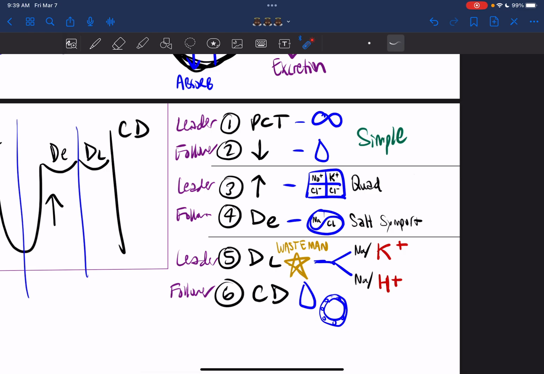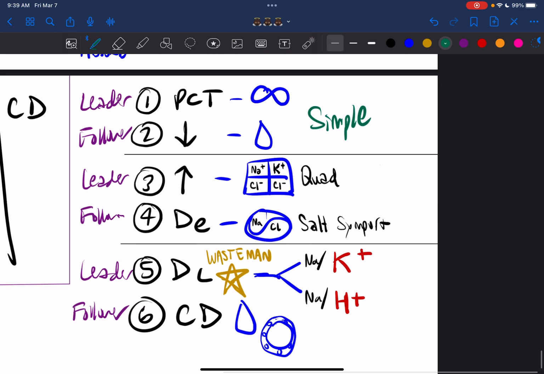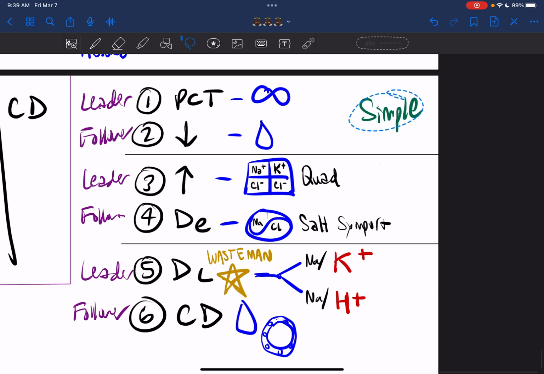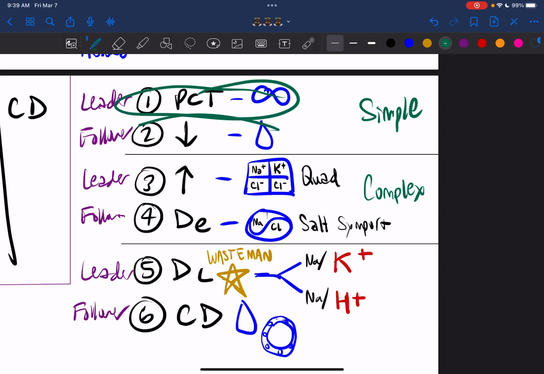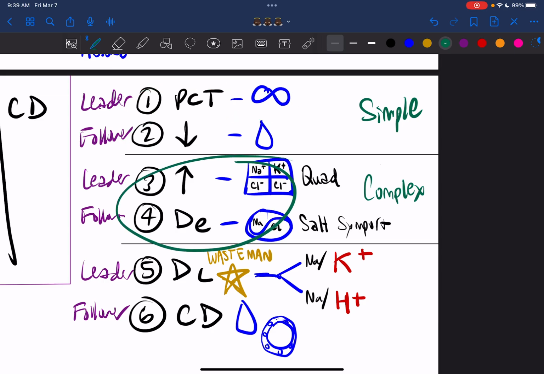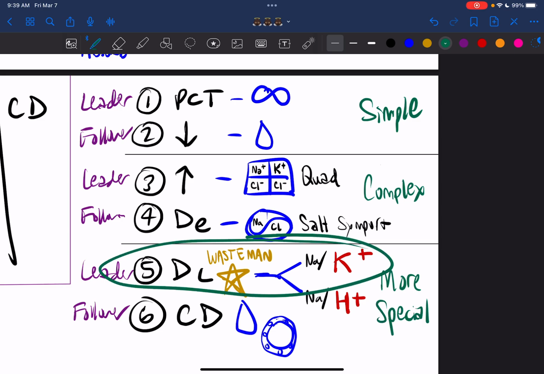So I say this is a simple pair at the top. This is a more complex pair because it's not just an important one and a useless one. It's like they're actually both doing something. And then I say this is even more special. This pair is even more special. Why? Because it has this guy, the wasteman.